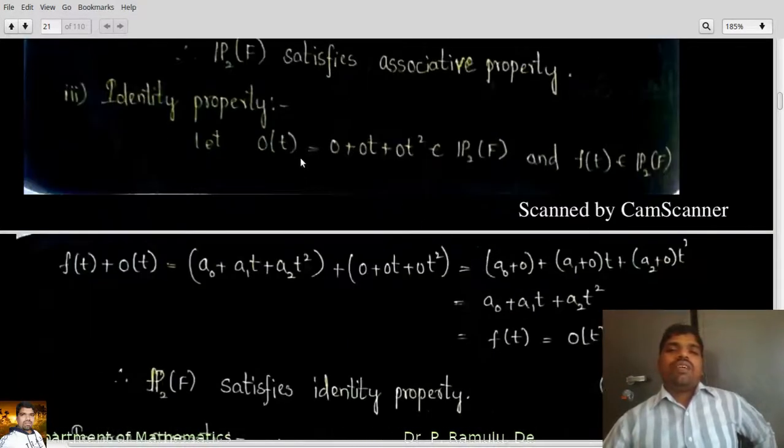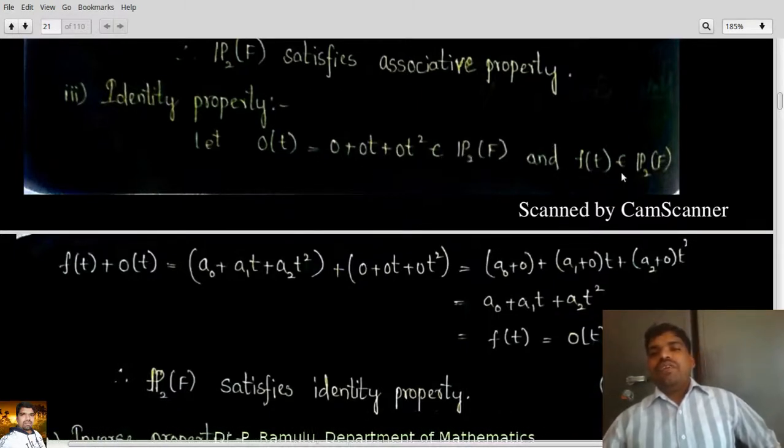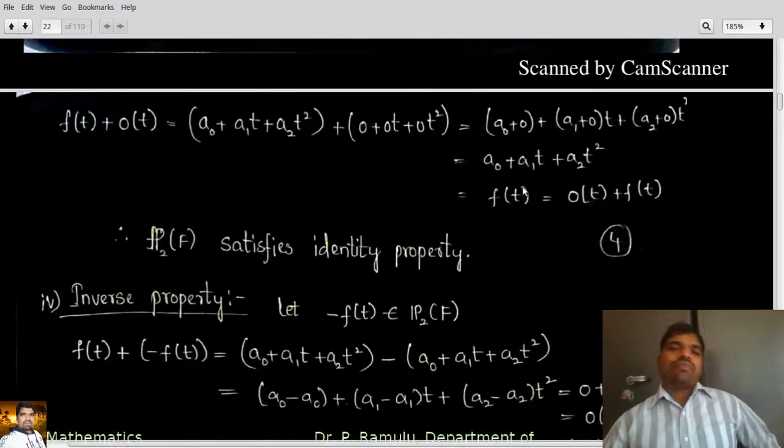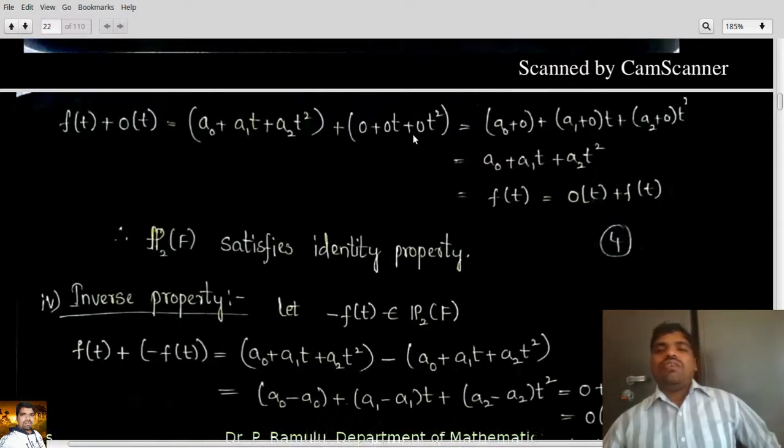Identity property. I am taking O of t equal to 0 plus 0t plus 0t square, which belongs to P2 over F. The zero polynomial I am taking here. f of t belongs to P2 over F. f of t plus O of t, that equals a0 plus a1t plus a2t square plus O of t, which is 0 plus 0t plus 0t square. I am adding these coefficients: a0 plus 0, a1 plus 0 t, a2 plus 0 t square.